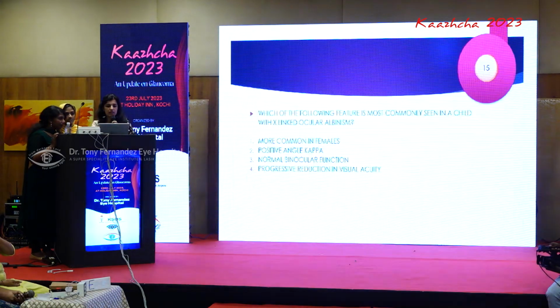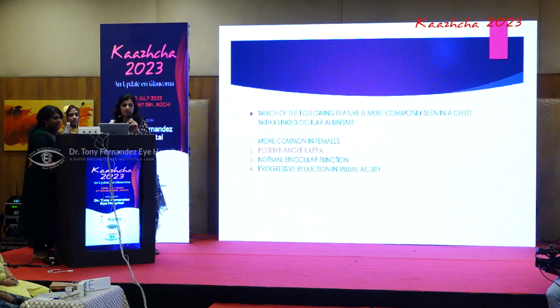Team E. Which of the following features is most commonly seen in a child with X-linked ocular albinism? More common in females, positive angle kappa, normal binocular function, progressive reduction in visual acuity. It is positive angle kappa. It's more common in males.